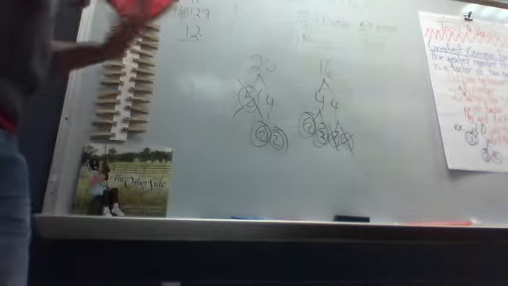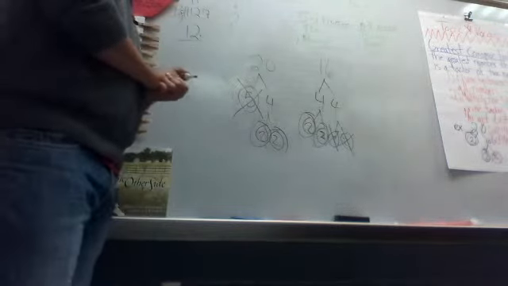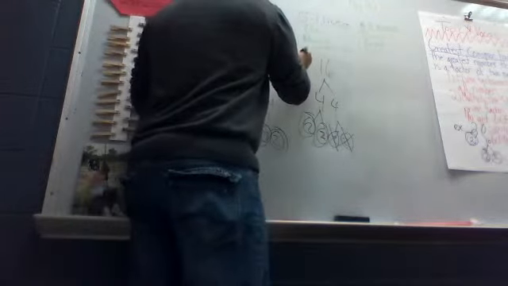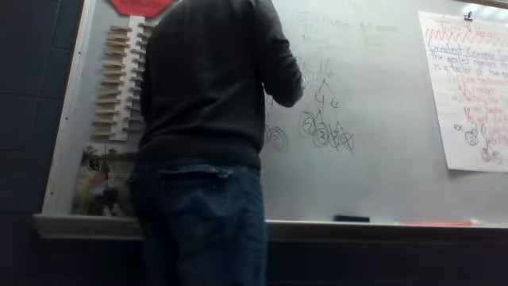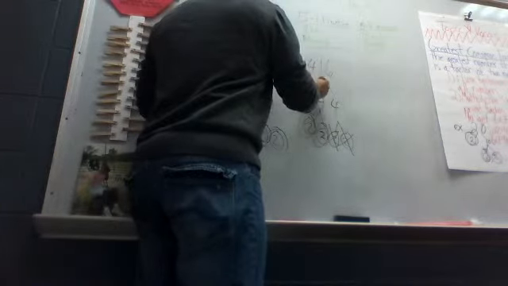Okay. What prime numbers do I have in common between both 20 and 16? 2 and 2. So I'll multiply 2 times 2. What is 2 times 2? 4. My greatest common factor is 4.